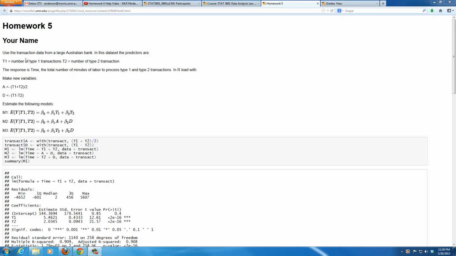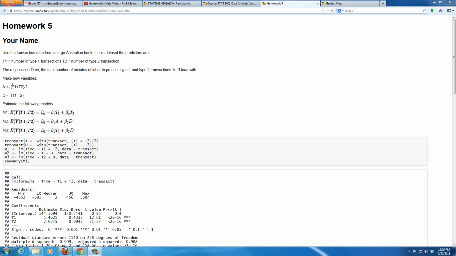T1 is a variable in the data set, and it's the number of type 1 transactions performed at a particular bank branch. T2 is the number of type 2 transactions that are performed at a branch, and the response variable is time, and that's the number of minutes of labor to process transactions.